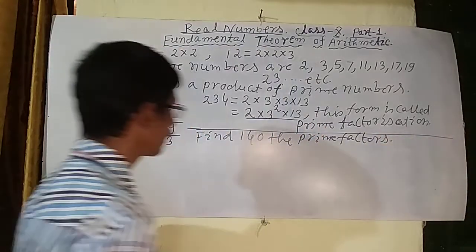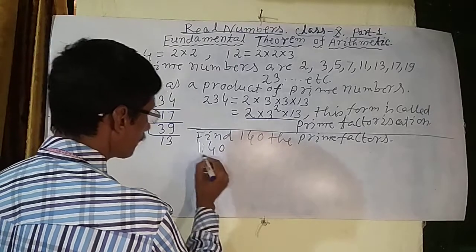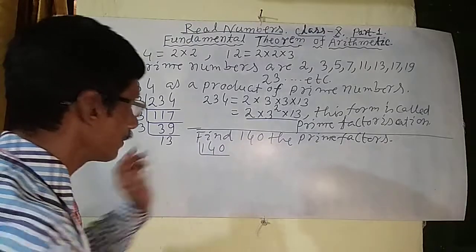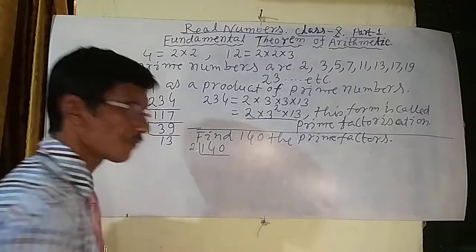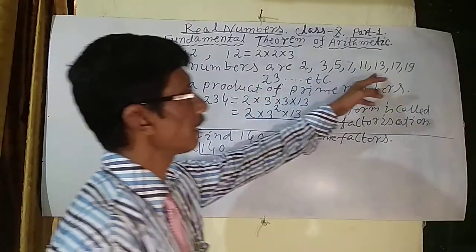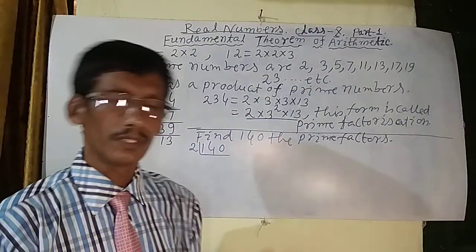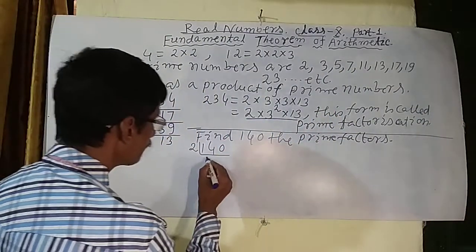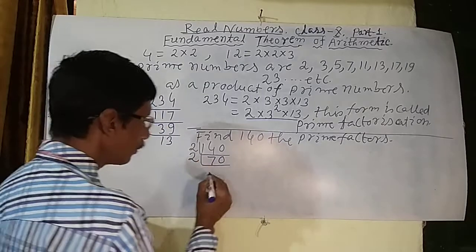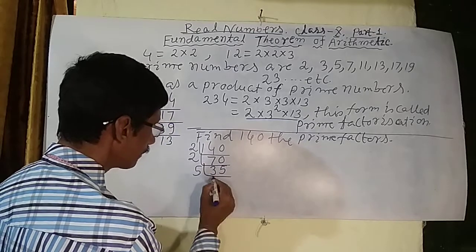Prime factors. Okay. First of all, 140 is divisible. The one's place is 0, so it is divisible by 2. So take 2. Start with the smallest prime number, just as 2, 3, 5, 7, 11, 13, 17, 19, 23, okay, and so on, 29. Then 70 will come next. It is also divisible by 2. So write 35, and then 5, 7.